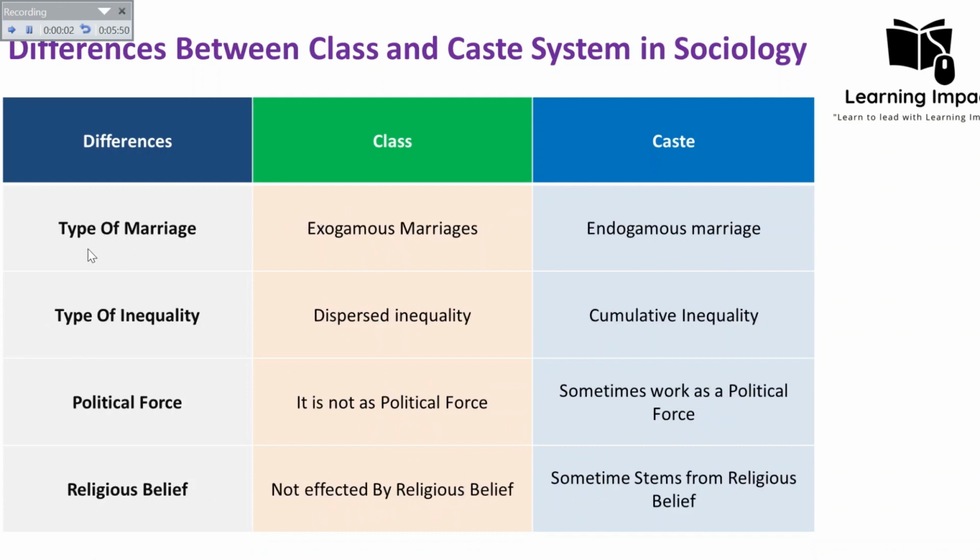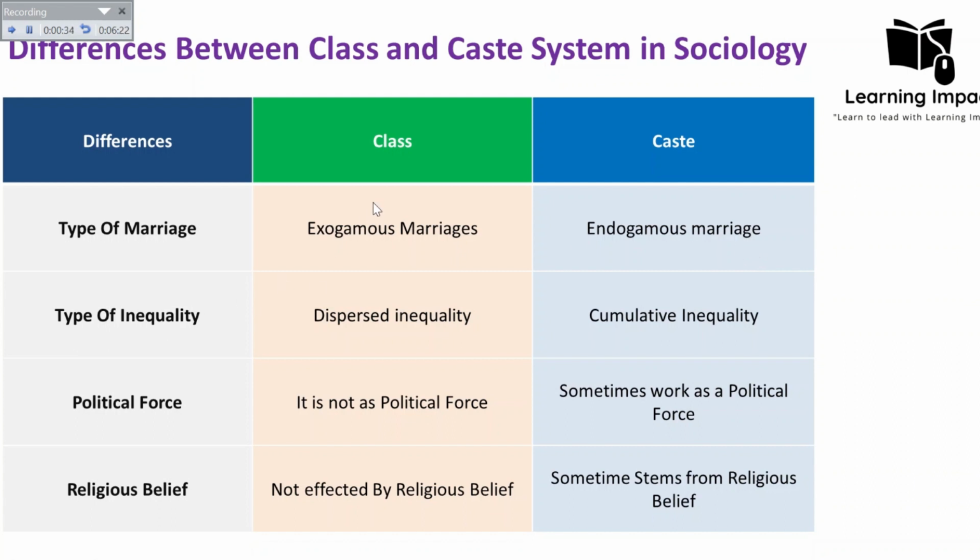Okay, then the other differences include the type of marriage. In the class system, there are exogamous marriages. Individuals can get married outside their caste, outside their family. But in the caste system, it is endogamous marriages. An individual is mostly restricted to getting married to an individual of their own caste. So intermarriage restriction, endogamous marriage, is one of the attributes of the caste system, and such practices actually inhibit social change in the caste system.